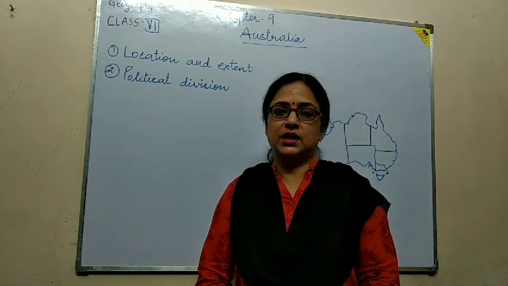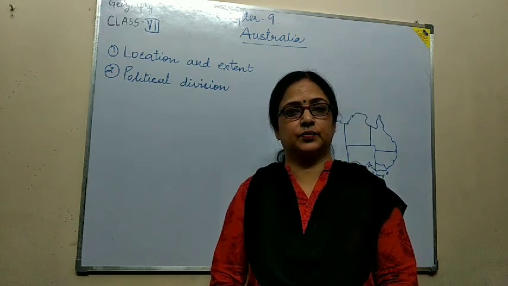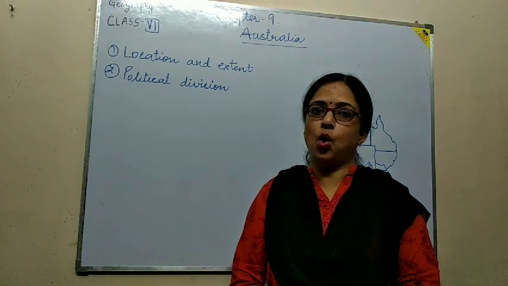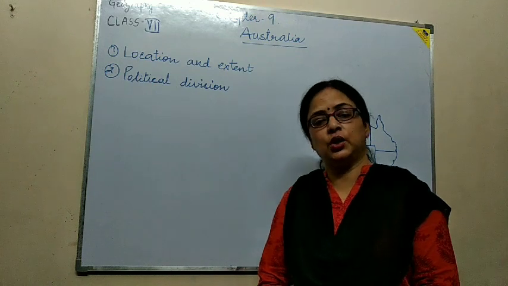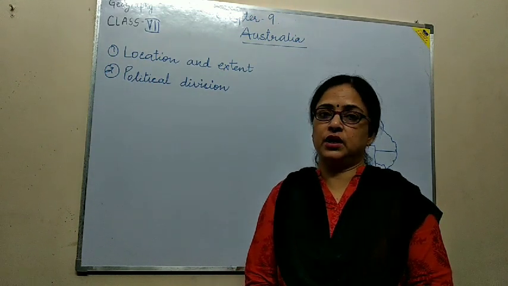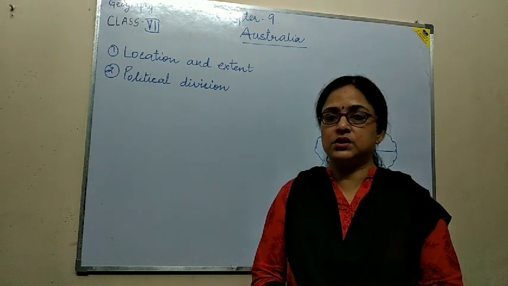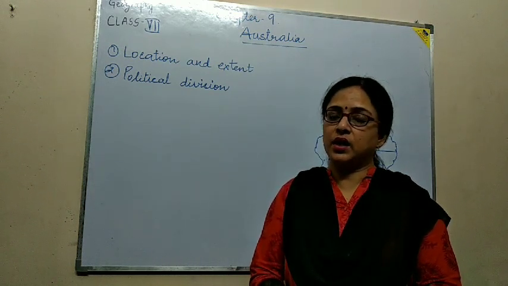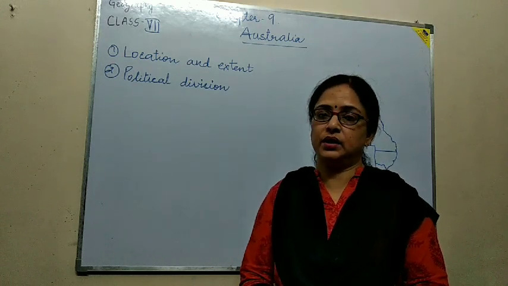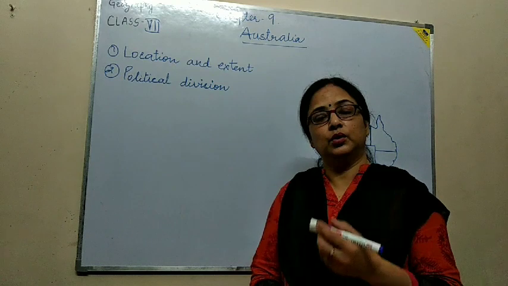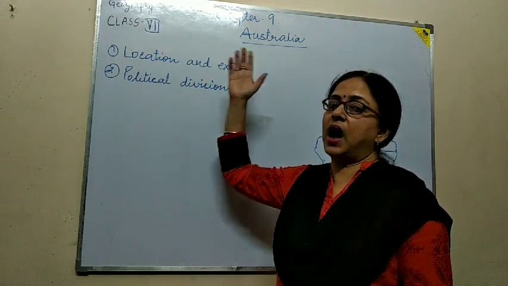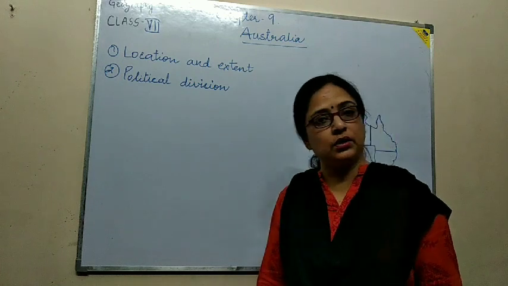Good morning, students. Let's begin our today's class. In previous class, we already started the chapter 9th, Australia, in which we discussed about the discovery of Australia, how the continent was discovered, and what are the geographical importance of the continent. Today, we are going to discuss about the location and extent and the political division of the continent.